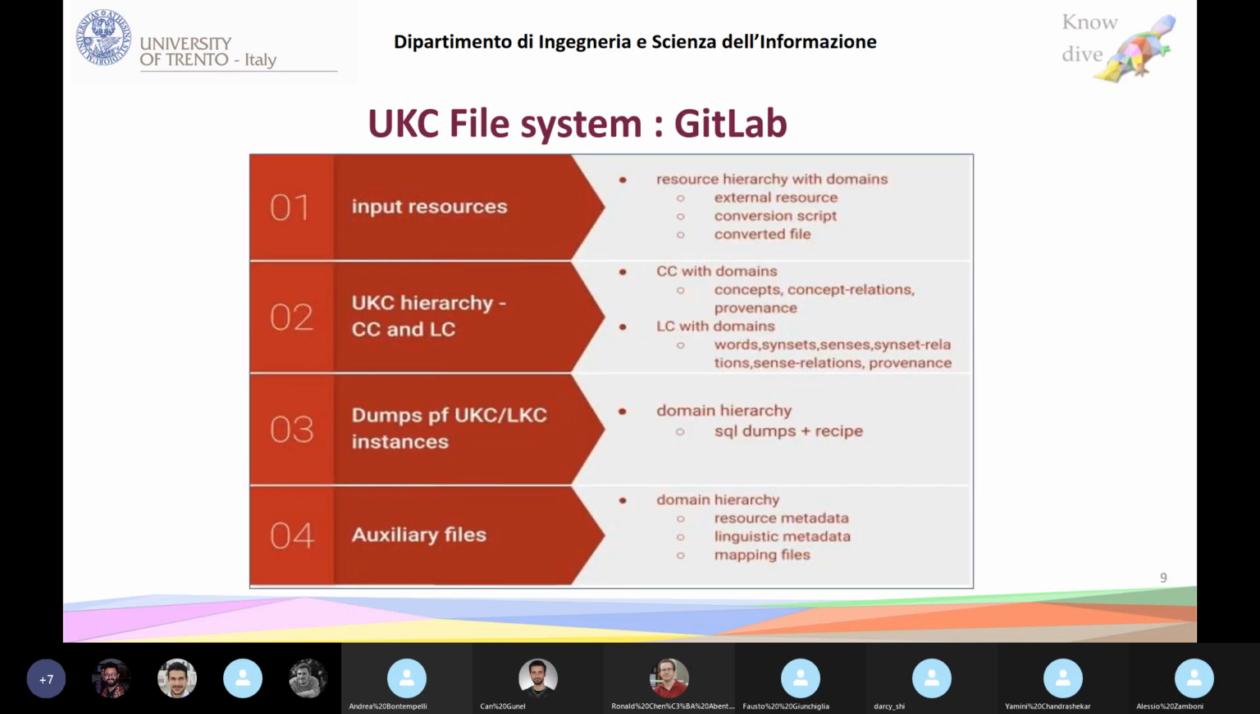So for this purpose, there is a start. We began organizing resources with the current data sets. Here is the hierarchical process that we follow. Here is a small description where we have the input resources and the data sets that exist in the UKC, and the dumps, which are the entire collective UKC database, and the other auxiliary files that support these management processes.